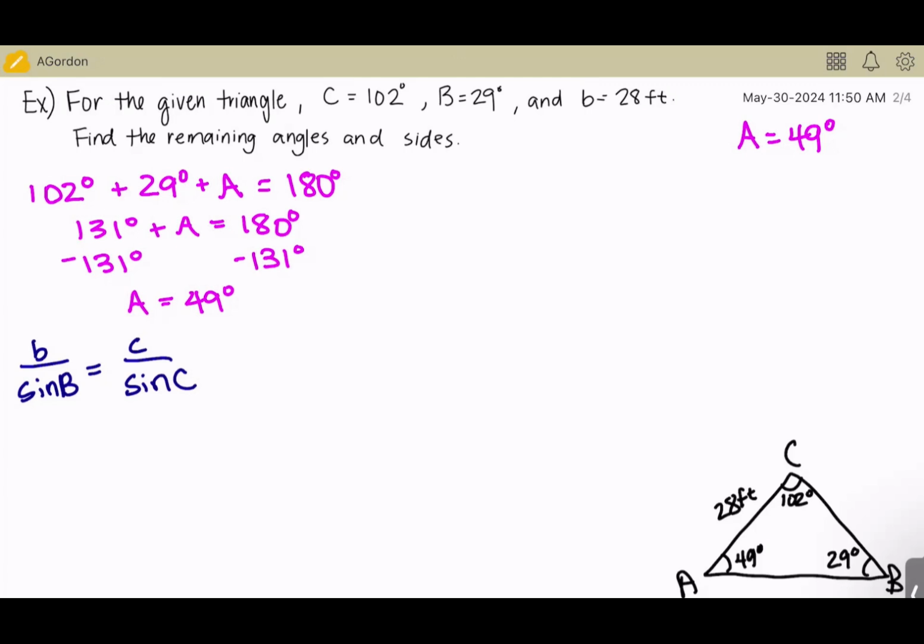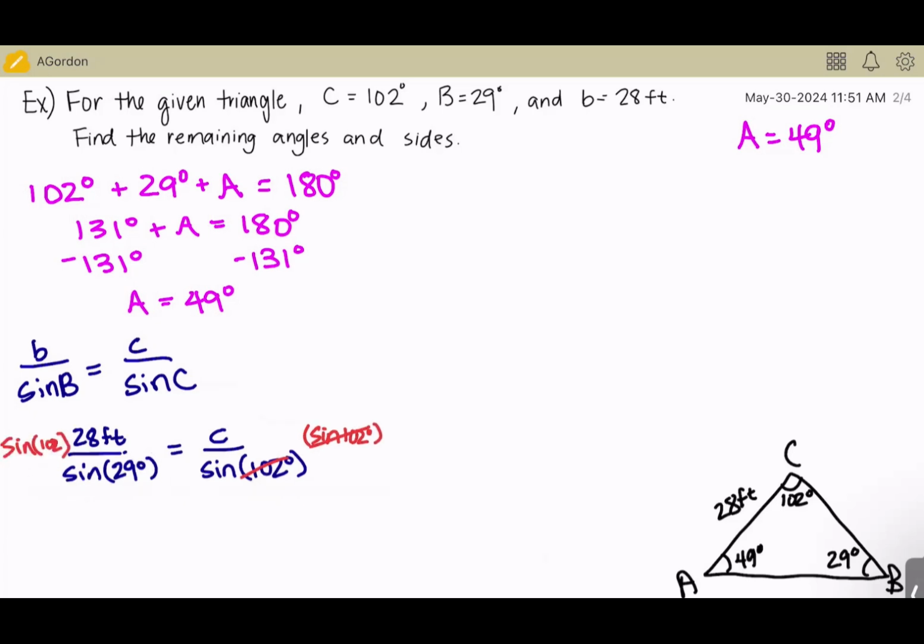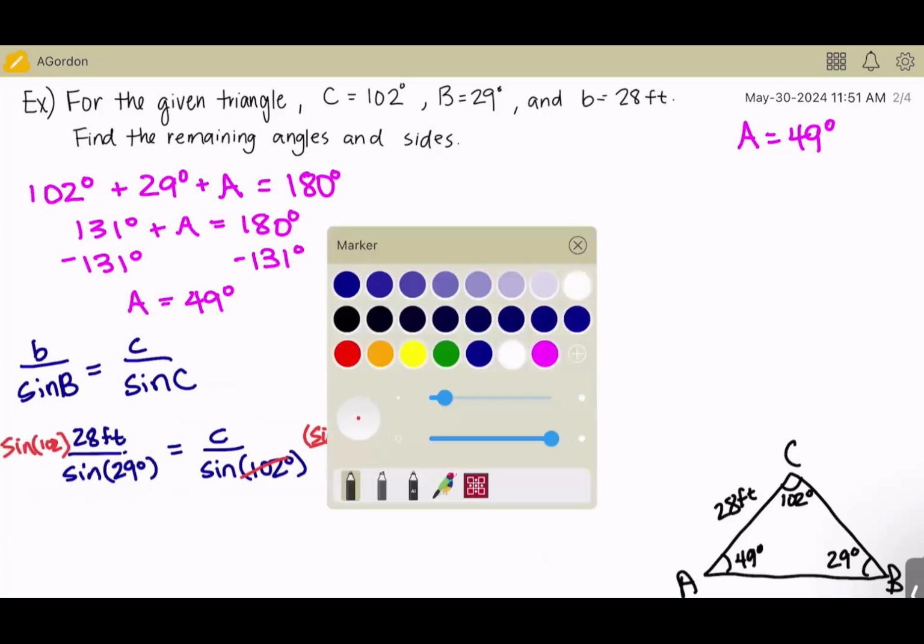So in this equation that I've made, I want only one thing to be unknown. So I'm going to fill in the things that I know, and I'm going to try to solve this equation for c. And to do that, I just would need to multiply both sides by sine of 102 degrees. So if I multiply over here by sine of 102 degrees, these will cancel. And I just need to multiply this out on the other side.